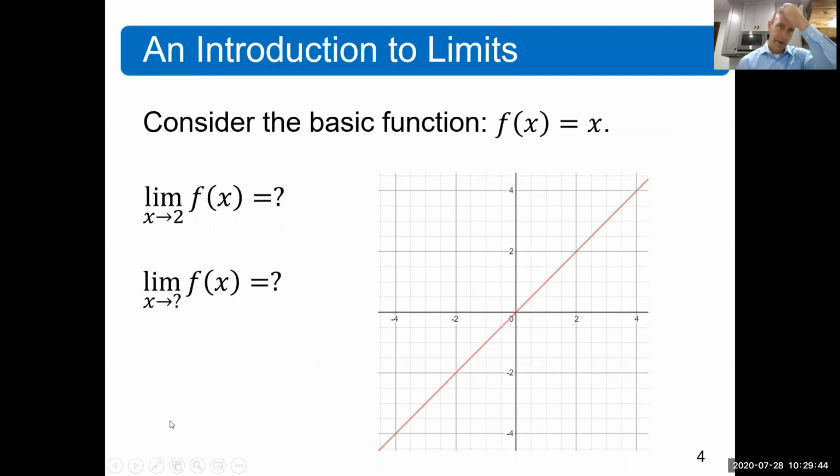So let's consider a very basic problem. Consider the function f of x equals x, and I've even got it graphed here for you. Clearly, this is not a problem. You could easily figure out what that function is. You're familiar with it. It's a line with a slope of 1 and a y-intercept of 0.